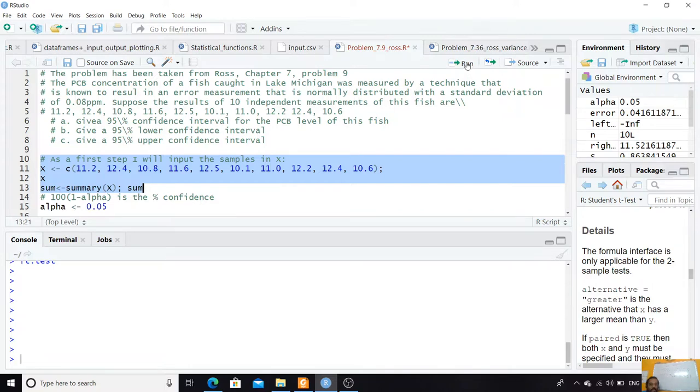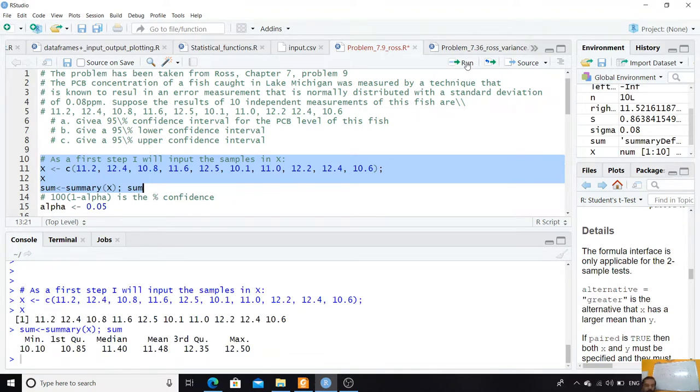If I put run, it'll just run the highlighted statements. So you can see that these were those numbers, that is x as given to us here, and the summary produces this output. It says that the minimum value is 10.1. The first quartile is 10.85. Remember, what is the first quartile? The probability on the left of that quartile number is 25%. The median is 11.4.